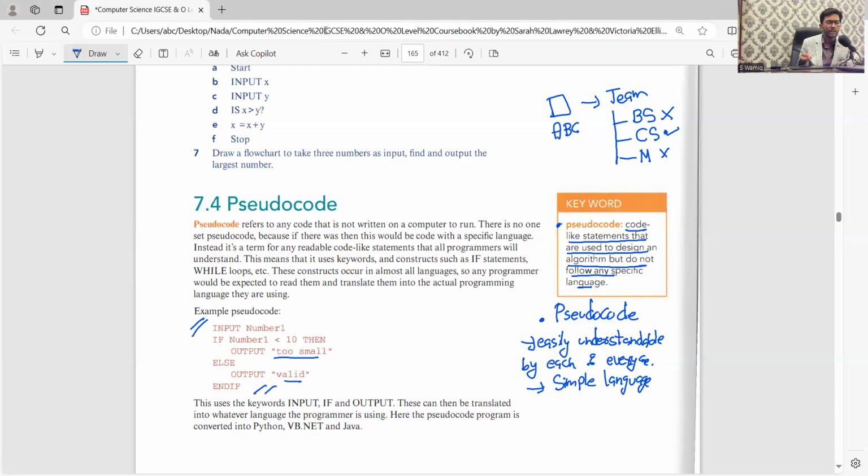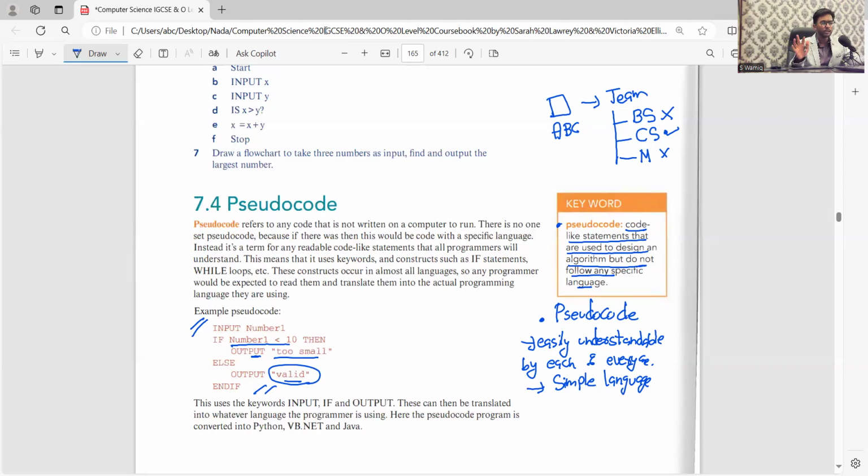Now, this is an example of pseudocode, and I believe that I have not written any rocket science right here. I'm inputting the number 1, then I'm making a comparison. If the comparison is true, then it generates this message with the help of an output. Otherwise, it will generate valid. So you see that pseudocode is a very simple language. It is basically referring to any code that is not written on a computer to run.